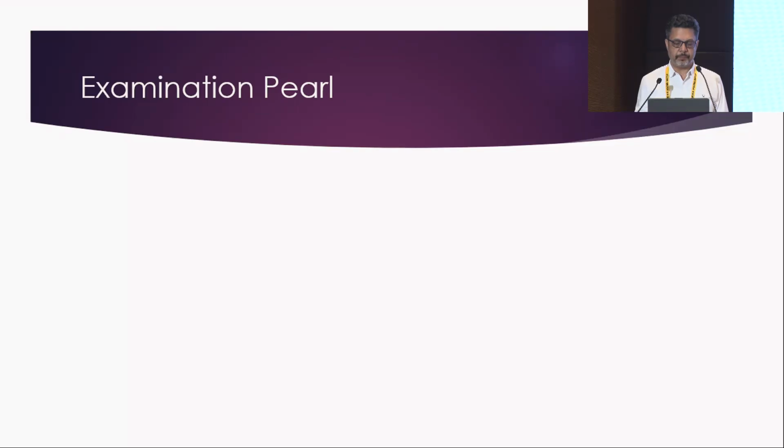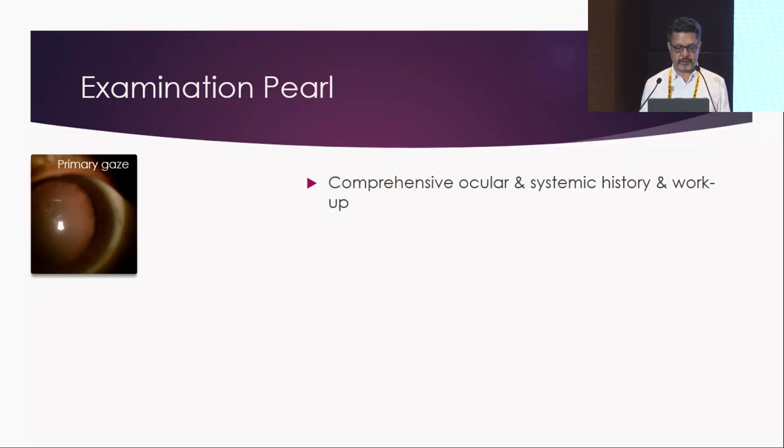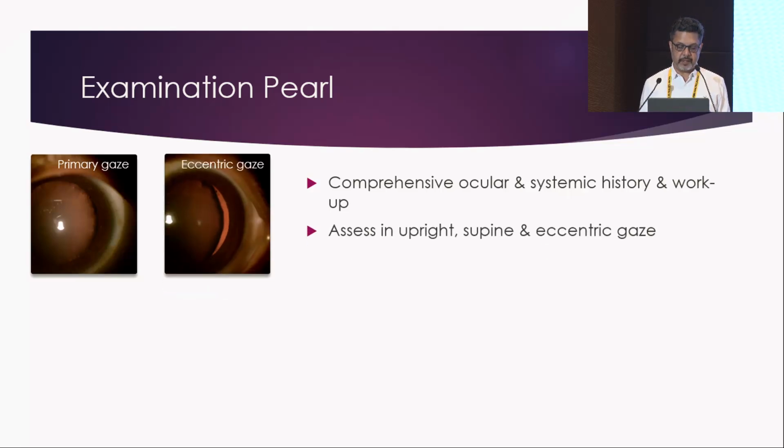So it's very important to have a proper clinical examination. Take a very good history, examine the patient in a detailed clinical as well as systemic workup, because it's very important in case of a Marfanoid or any systemic disease. So the comprehensive ocular and systemic examination is very important. Examine the patient not in primary gaze, examine in eccentric gaze, in all eccentric gazes, and in different postures like upright posture and the supine posture. Like in this case, we get a subluxation in the eccentric gaze.